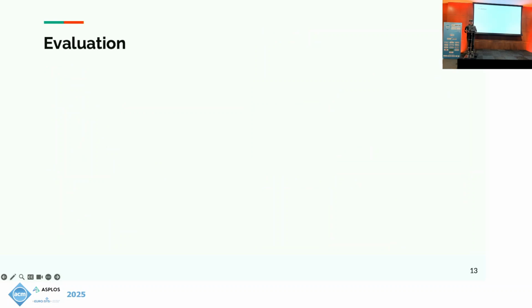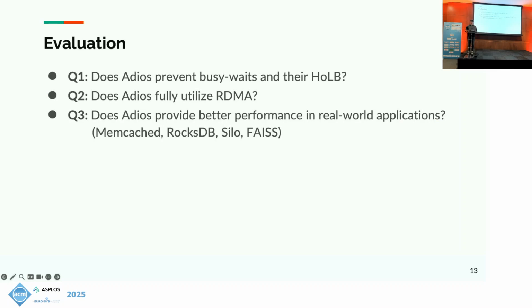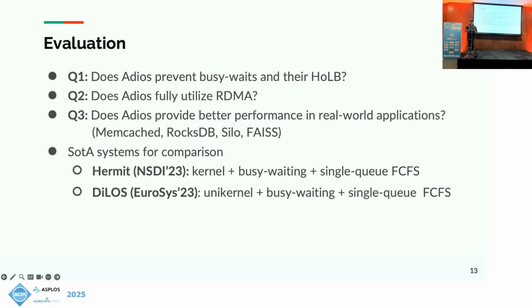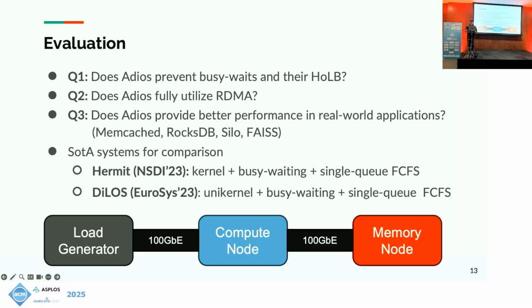Let's talk about evaluation. We conduct experiments to answer three questions about head-of-line blocking, RDMA utilization, and real-world applications. We compare Adios against two systems, a kernel-based system, Hermit, and a unikernel-based system, DiLOS. Both systems use busy waiting, single queuing, and a first-come, first-served policy. We use a load generator which follows a Poisson process, and 100 Gbps links to connect the load generator, compute node, and memory node.